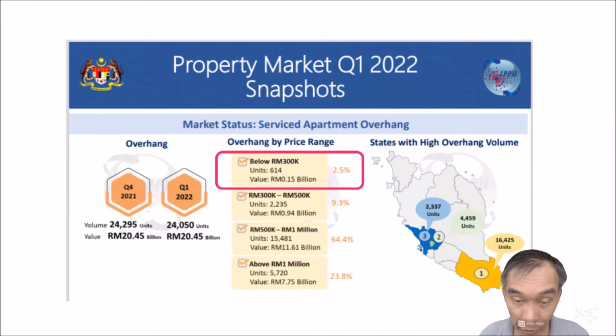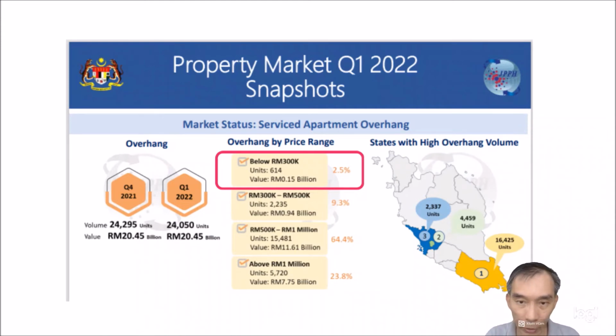And this chart, I just want to highlight to you that actually the overhang by price range is actually short. Even the cheap houses like 300,000 and below is overhang by 2.5%. Of course, this is by value, but if you look at the units, 2.5% is 614 units, compared to some of the heavy ones like the 500,000 to 1 million category at 64.4%. So it is not true that overhang only happens on the higher price range.